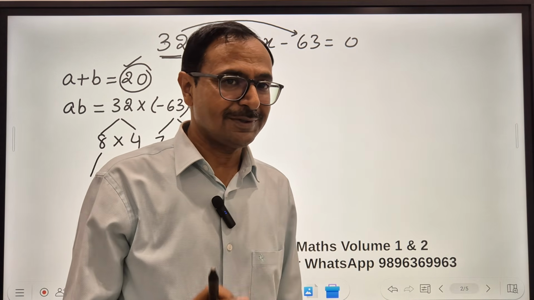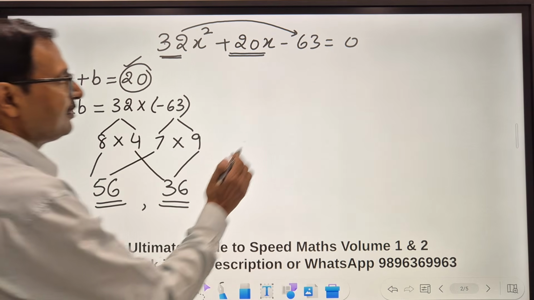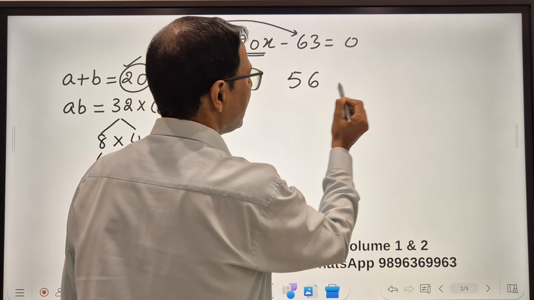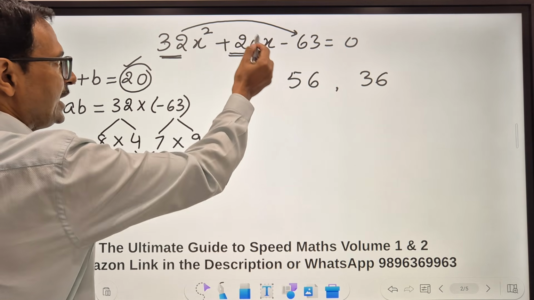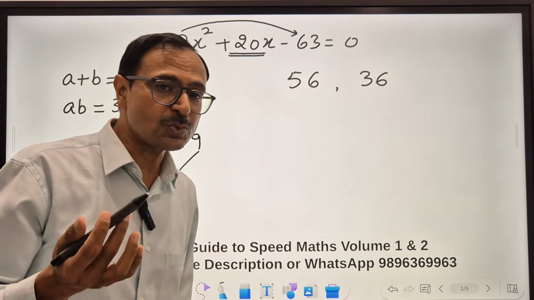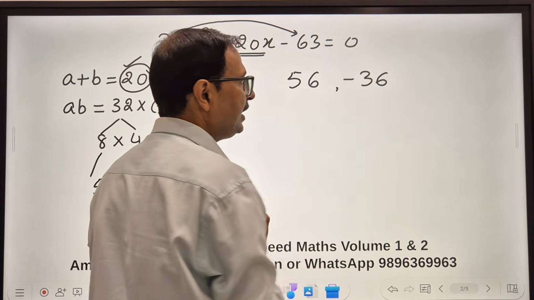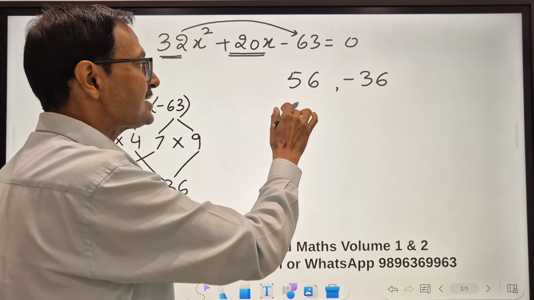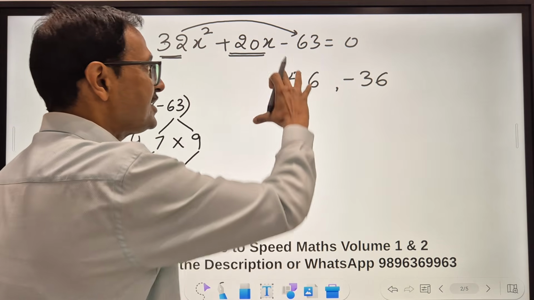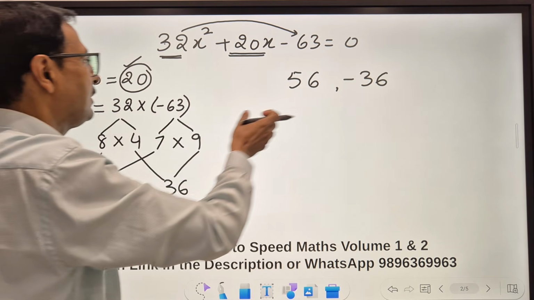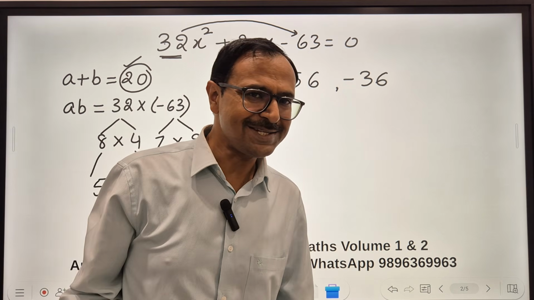But this is just the beginning. I have the numbers 56 and 36, but I did not put the correct sign. I need a plus 20. When I want a plus 20, the larger one will be positive and the smaller one will be negative, because 56 plus minus 36 will give me plus 20, and 56 times negative 36 will give me automatically the product of 32 and negative 63, right?